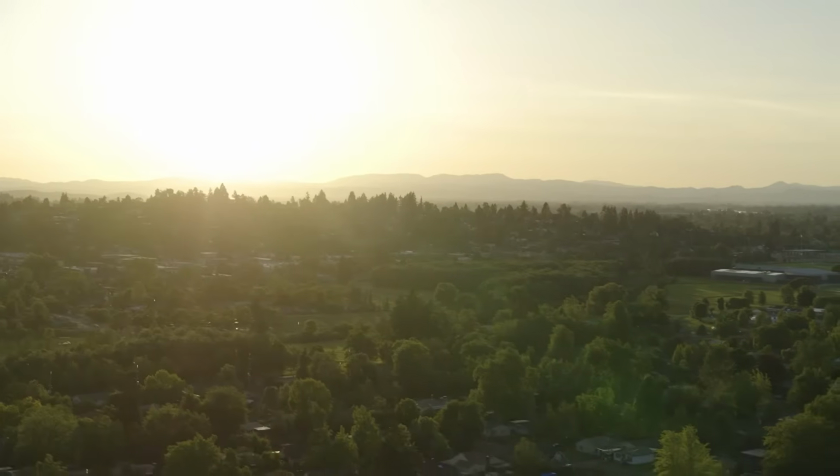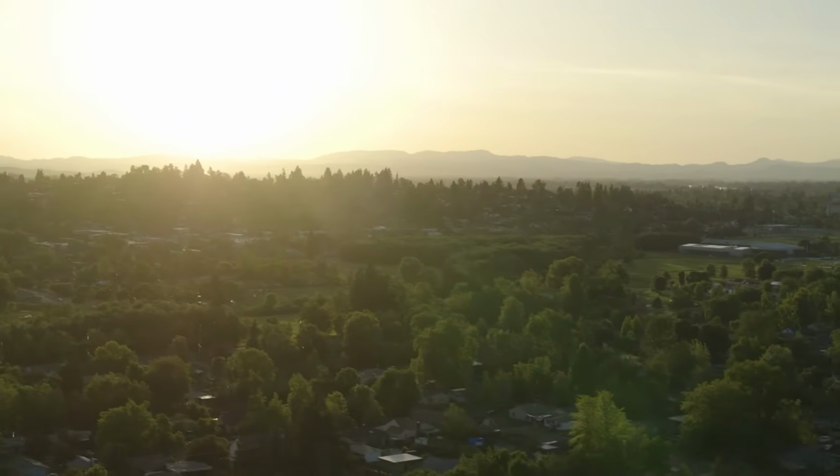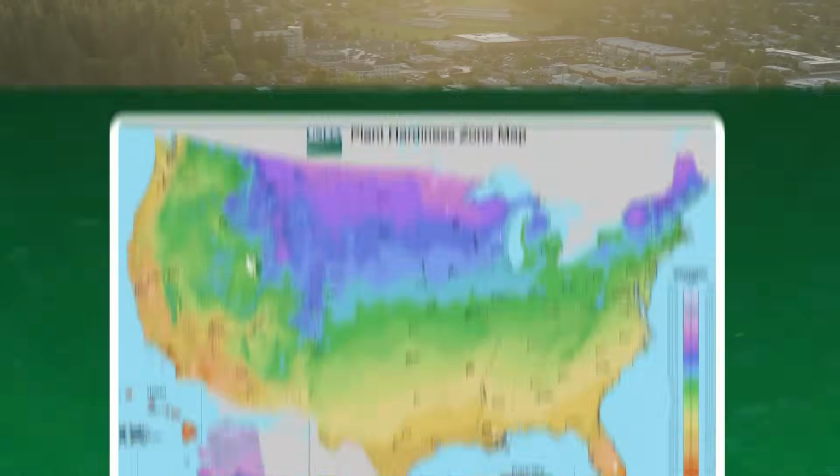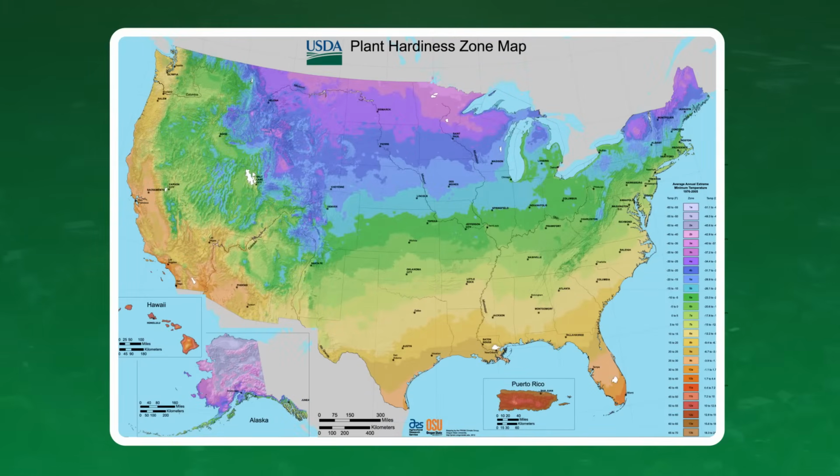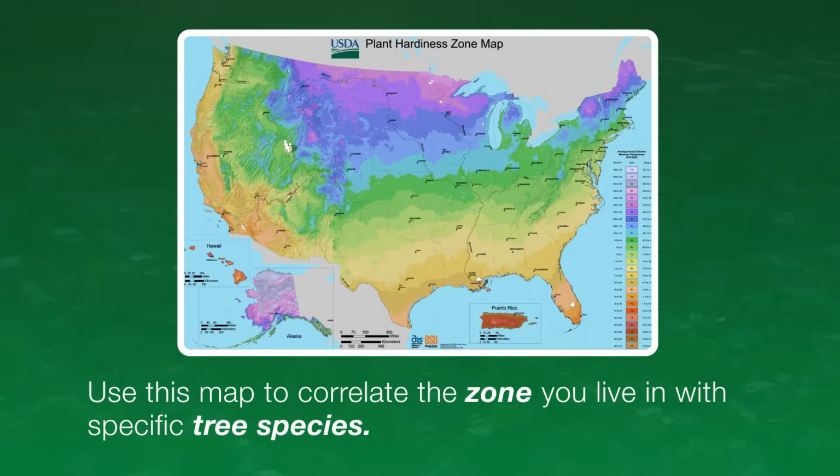Next, you'll need to know which trees thrive in your specific climate. The USDA provides a plant hardiness zone map based on average annual extreme minimum temperatures. You can use this to correlate the zone you live in with specific tree species.